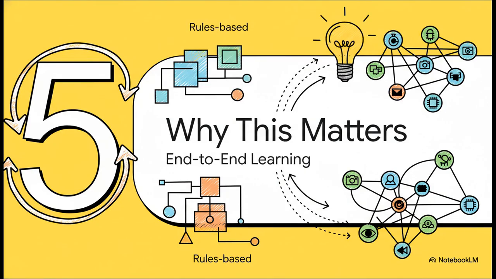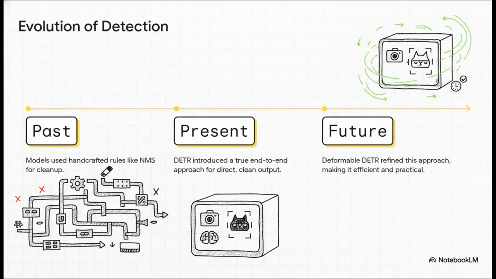So let's just zoom out for a second. Why is this such a big deal? This is about more than just a better model. It's about a whole new way of thinking about how to build AI. You can really see the evolution here on this timeline. We went from these messy pipelines that needed us to come in and clean things up manually, to the beautiful end-to-end idea of DETR. And now, with deformable DETR, that amazing idea is finally efficient enough and powerful enough to be truly practical in the real world.